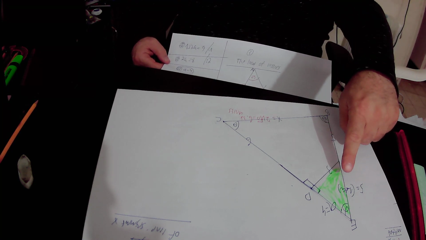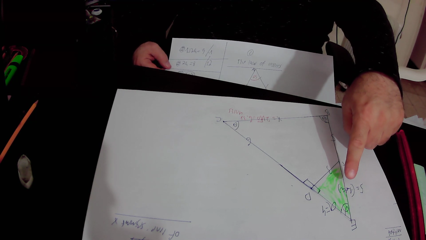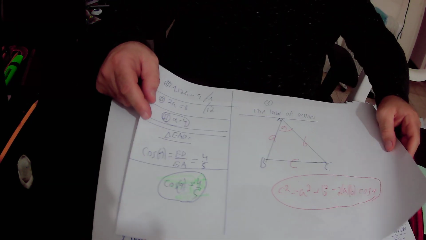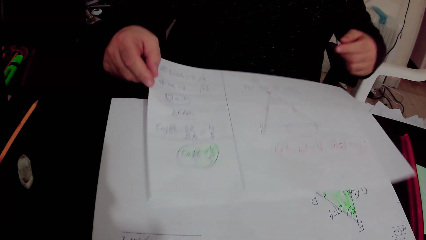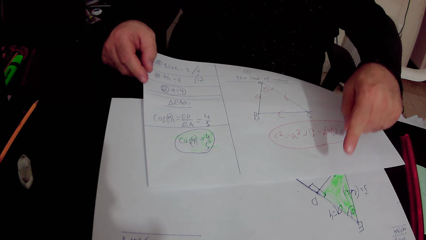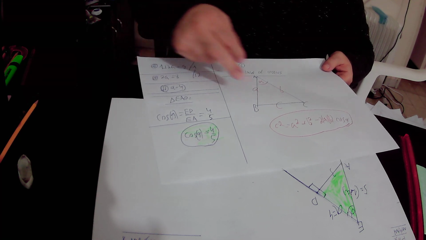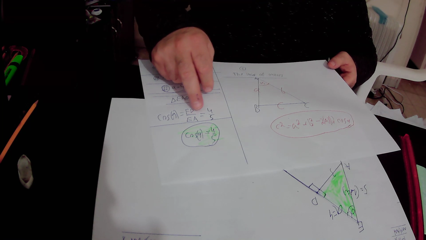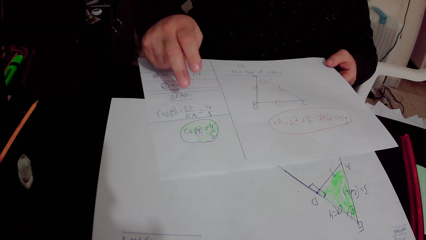Then, in this green right triangle AED, cosine alpha equals ED over AE. ED equals A according to our definition, when A equals 4, and AE equals A plus 1, that is 5. So we substituted ED by 4 and EA by 5, and in conclusion we found out that cosine alpha equals 4 over 5.